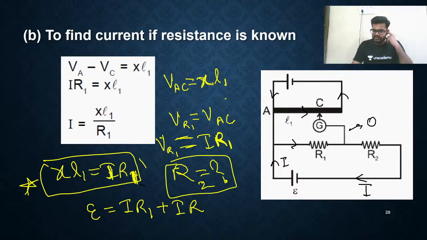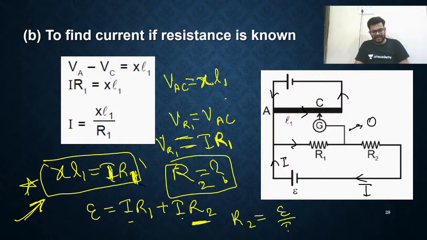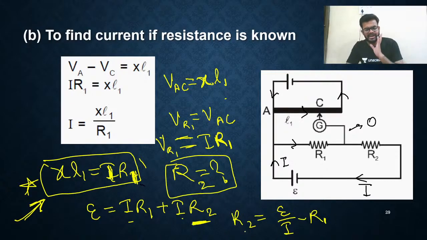We have the value of I from the first equation. From this equation, find the value of I and put it here. You will get the value of R2 easily. So R2 can be given by E upon I minus R1. That's all, my dear friends.